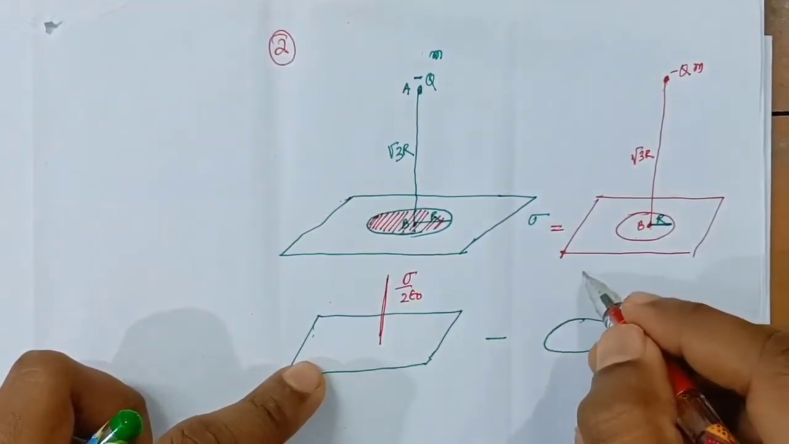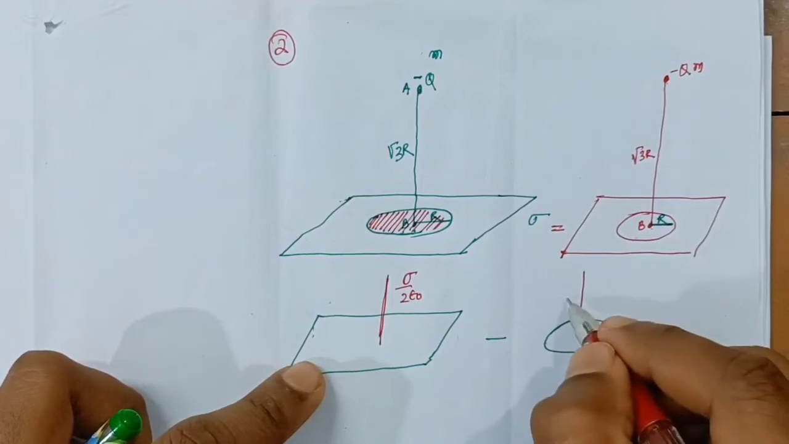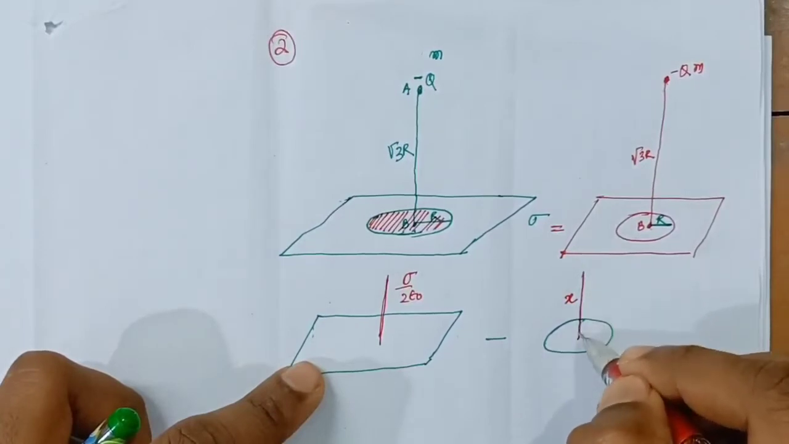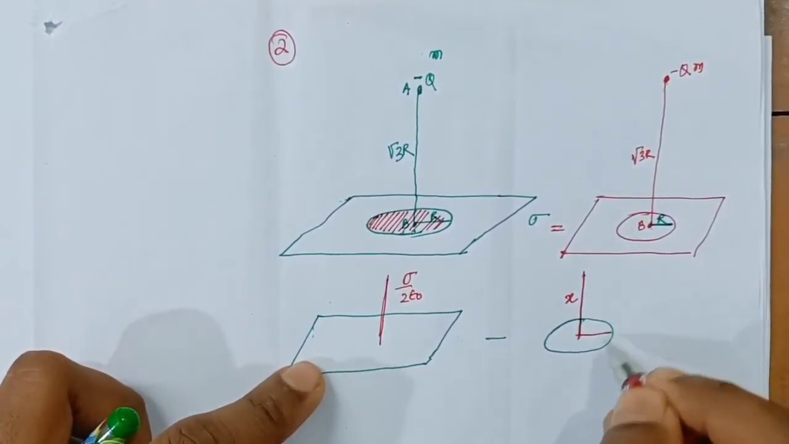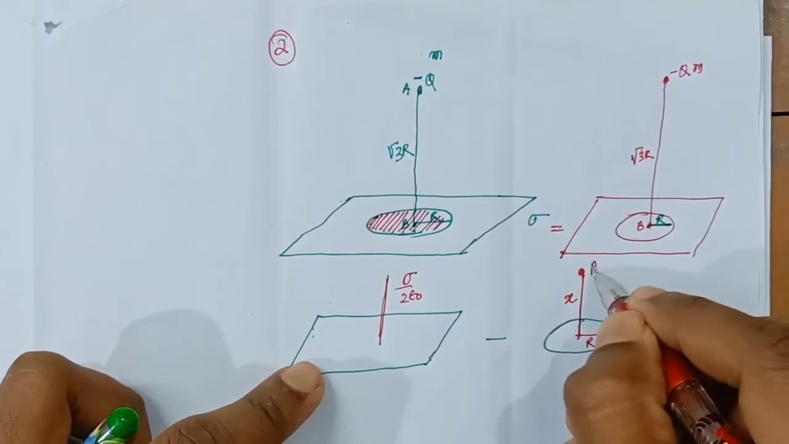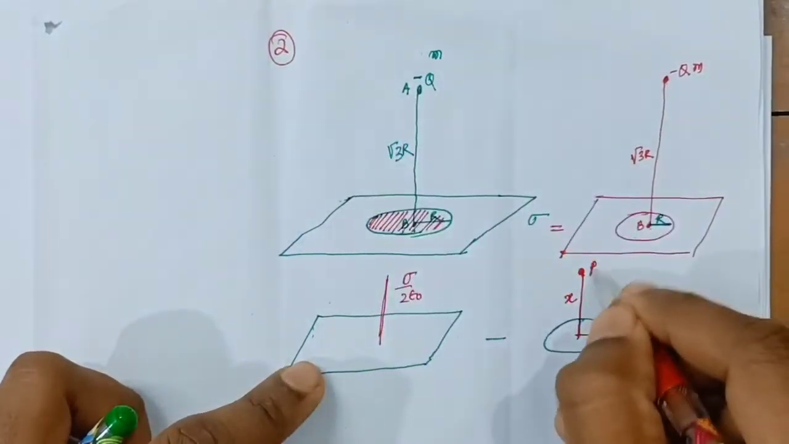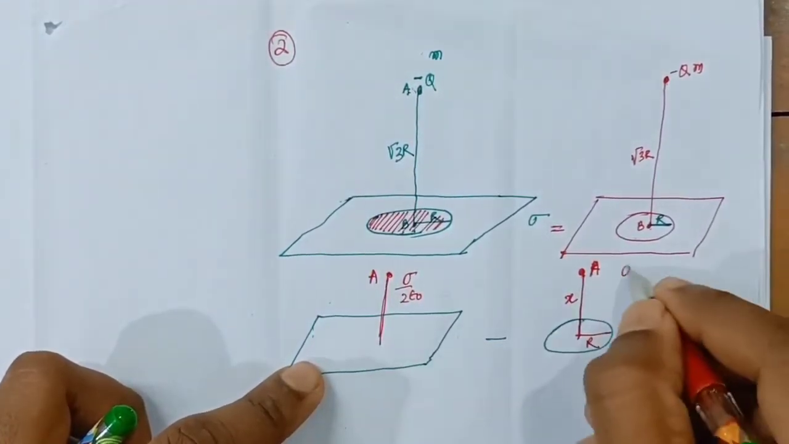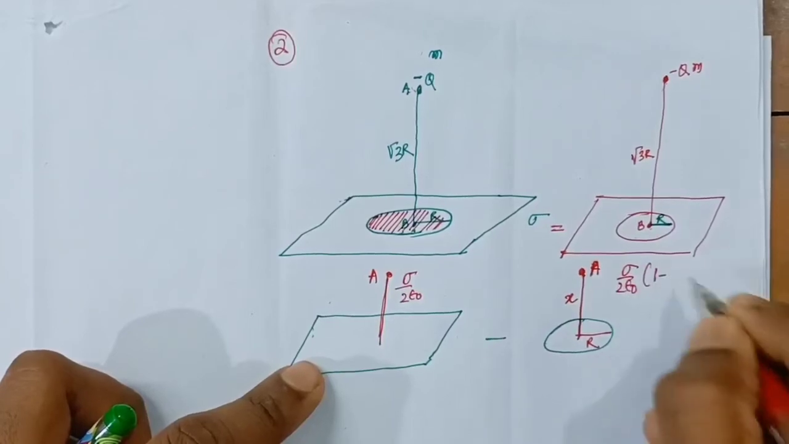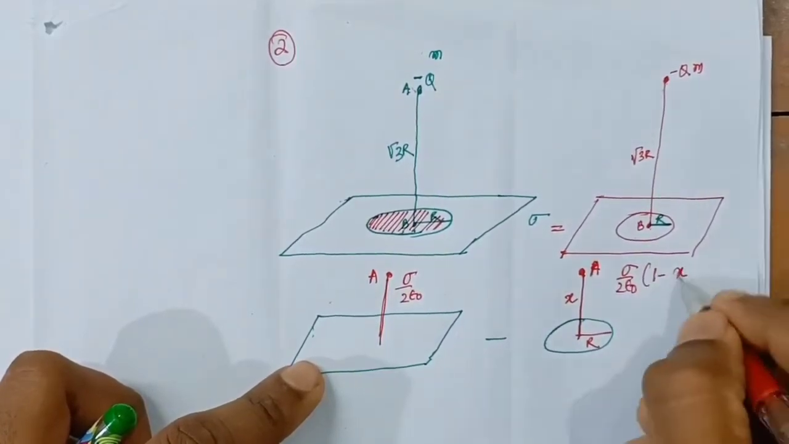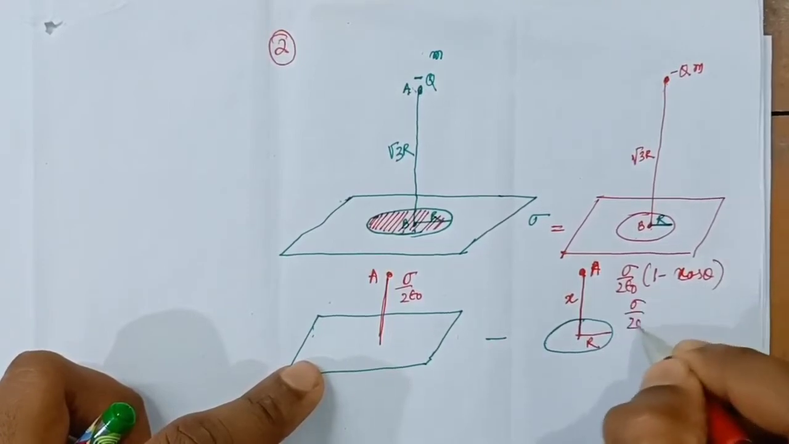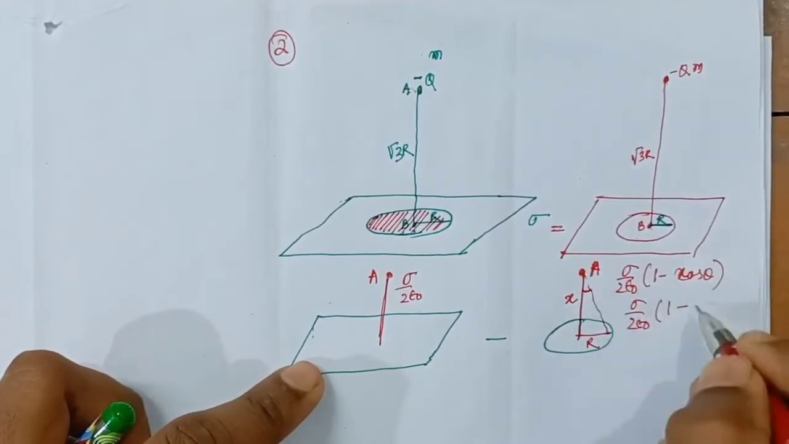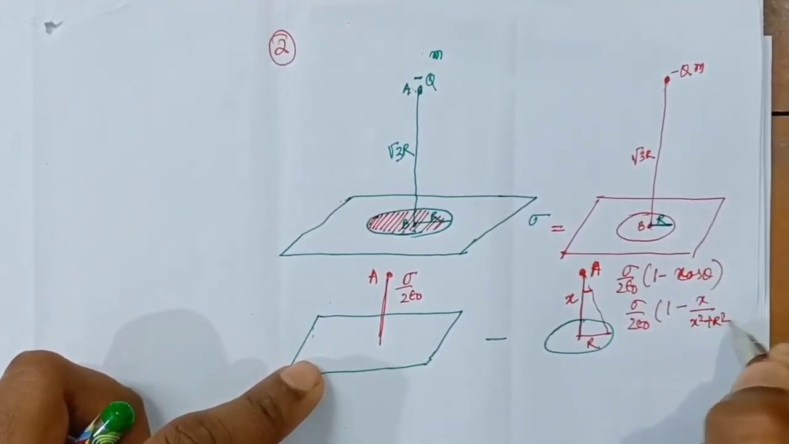I know the expression of electric field. Suppose this distance is x, which I will assume as root 3 r. At distance x and radius r, what is the expression of electric field at point P? Let the point be A. The expression of electric field is sigma by 2 epsilon naught times (1 minus cos theta), and cos theta can be written as x by root over of x square plus r square.